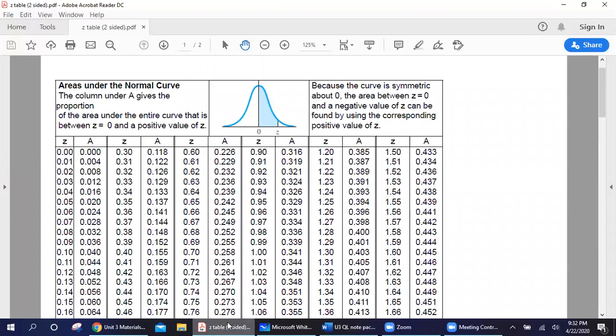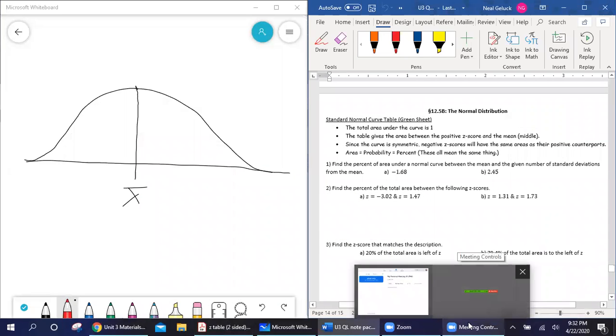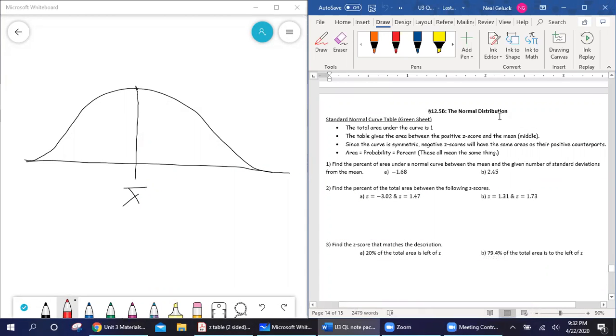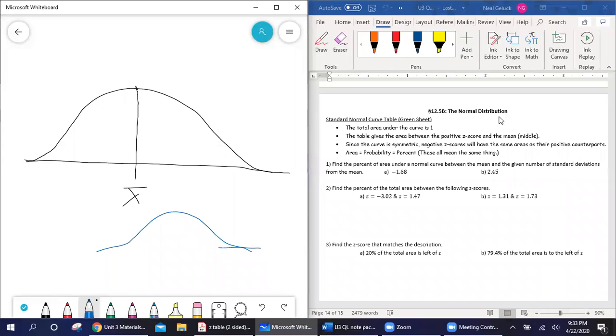But to give a little background here, when we're talking about the normal curve, I mentioned this in the last video, its entire area under the curve is equal to 1. So the area under the bell curve, that's a terrible bell curve, but the entire area under here is exactly 1. What we're going to do is find areas of slices of this curve.